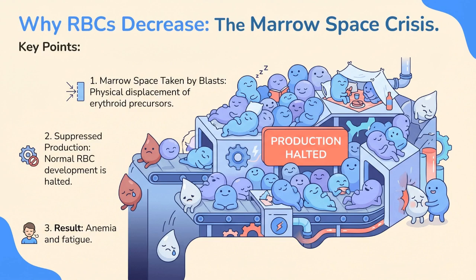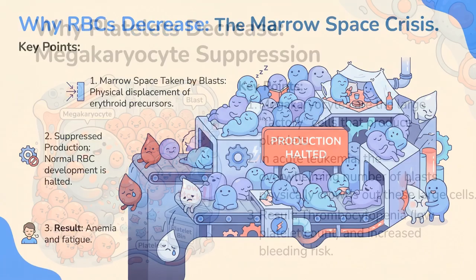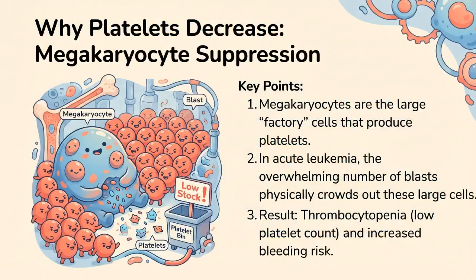This direct impact on red blood cell production is a clear example of how the uncontrolled growth of blasts disrupts the entire hematopoietic system. And it's not just red blood cells that are affected. Just as with red blood cells, another common and clinically significant finding in acute leukemia is thrombocytopenia, a decrease in the number of platelets.